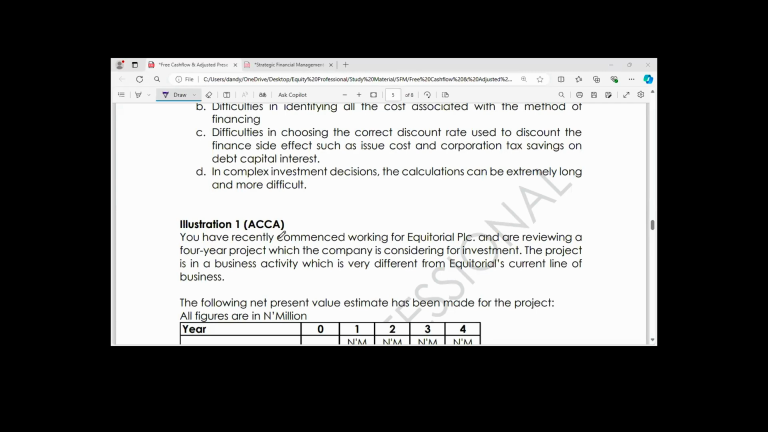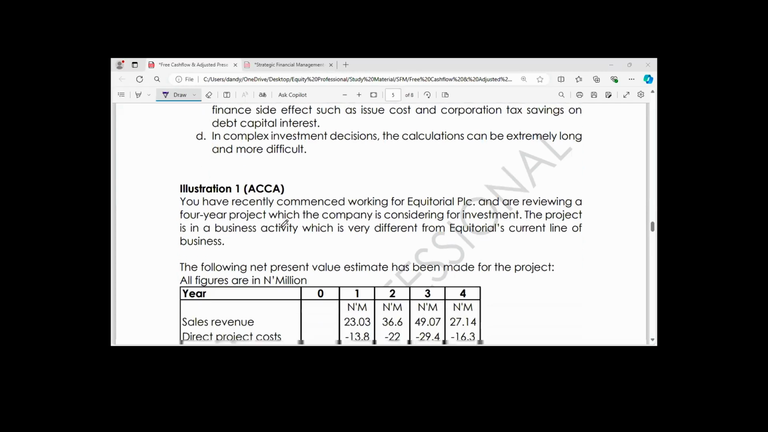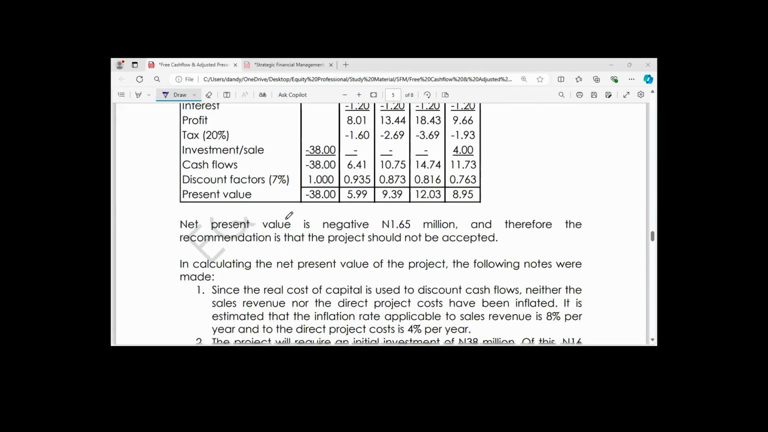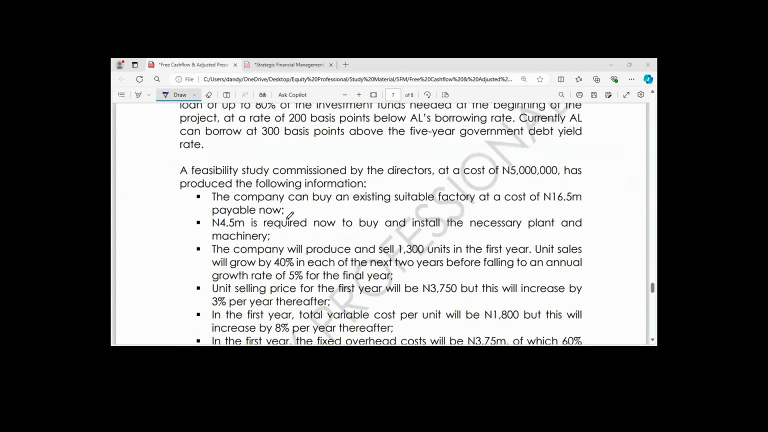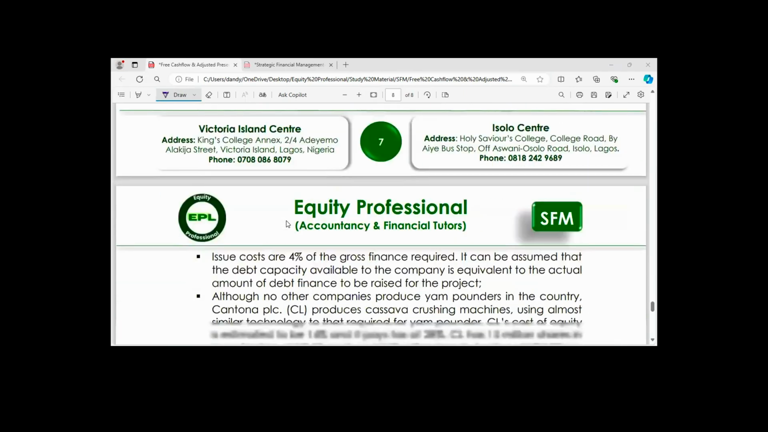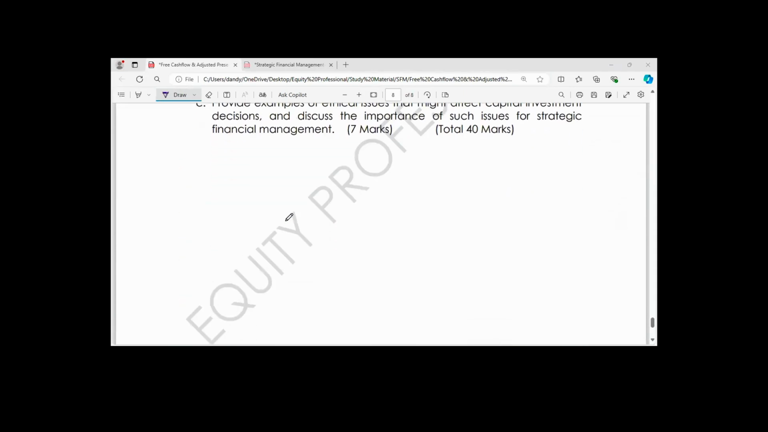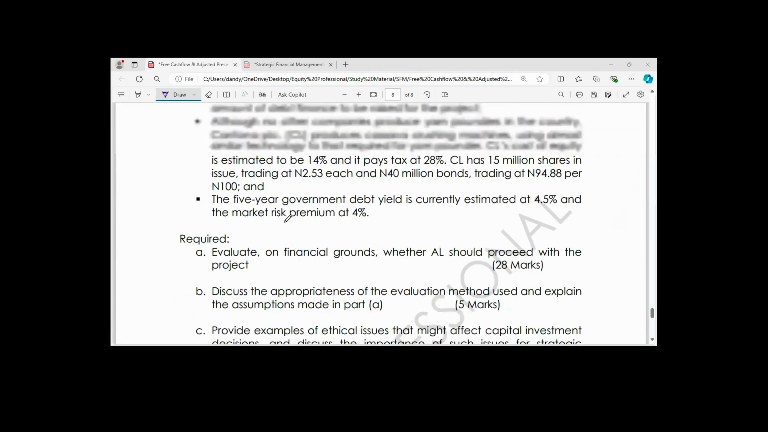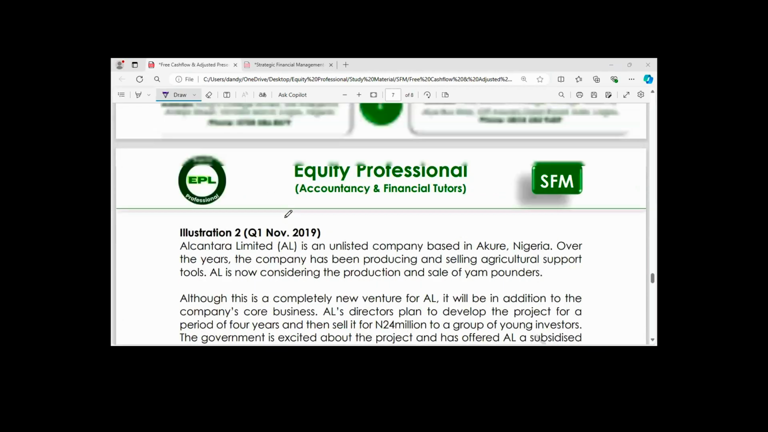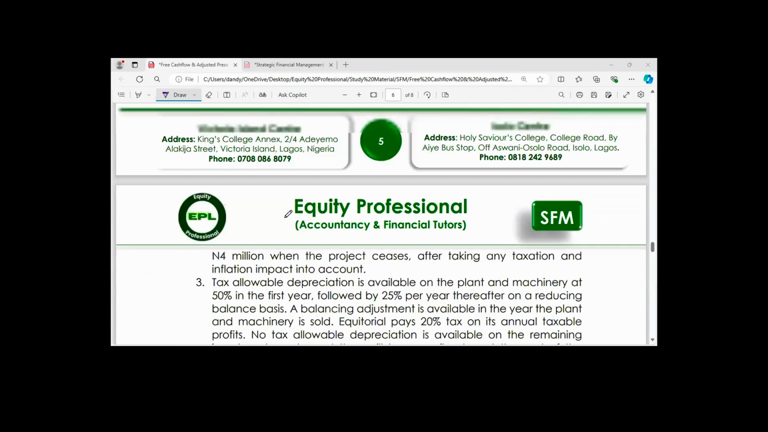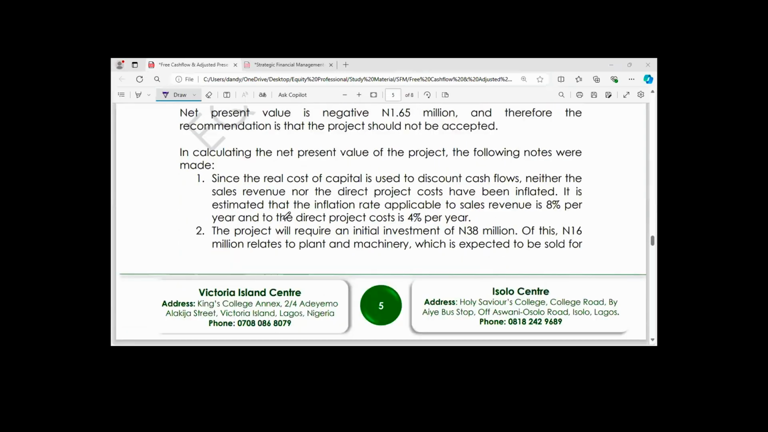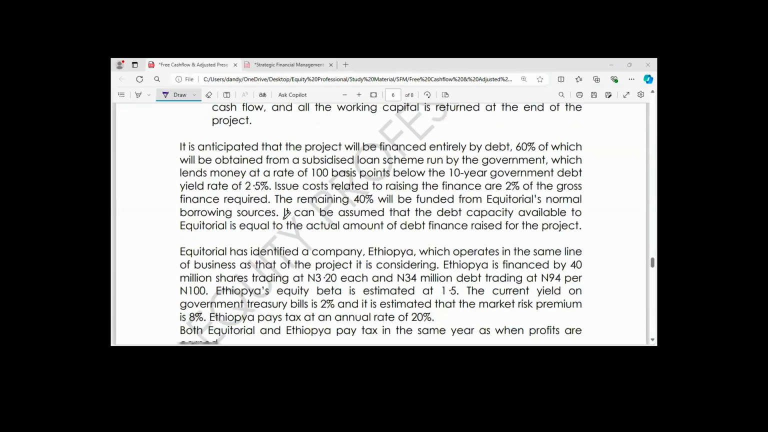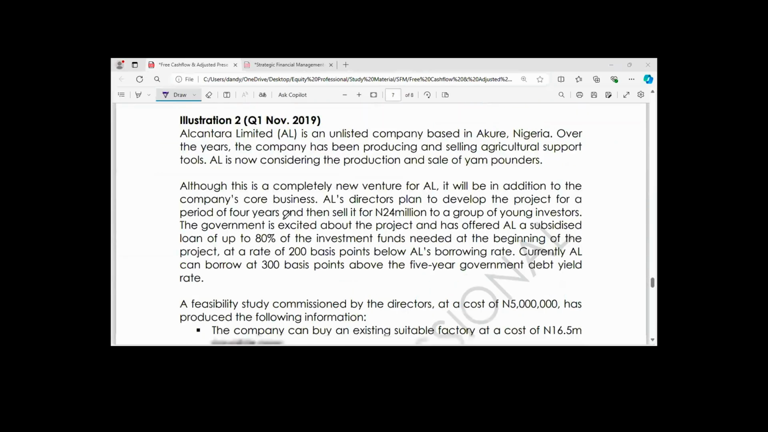But like I said, at all times, always use the gross finance required, okay? The examiner will not tell you to use gross finance or net finance, but at all times, always use the gross finance required. So this illustration number 1 is ACCA. Okay, so let's solve this ICAN question that was tested in 2019.